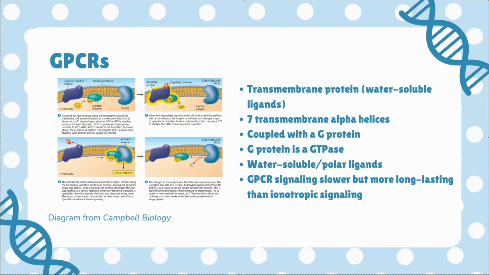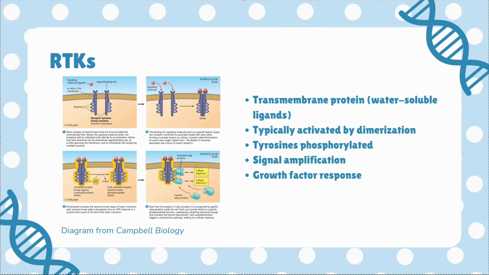Now yes, GPCRs bind to water-soluble, polar ligands, and GPCR signaling is usually slower but more long-lasting than ionotropic signaling. Now, ionotropic signaling includes signaling by neurotransmitters, electrical signaling, etc. Next, we have receptor tyrosine kinases. So these are also transmembrane proteins. So they bind to water-soluble ligands.